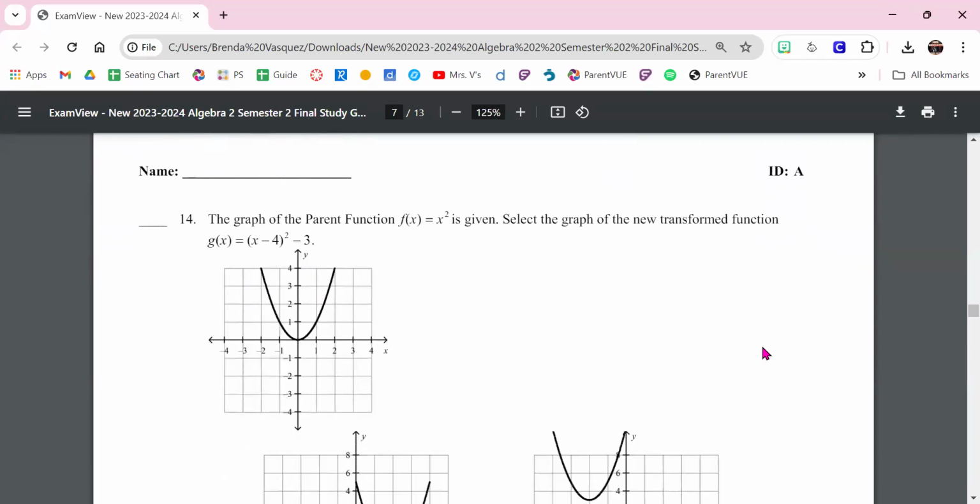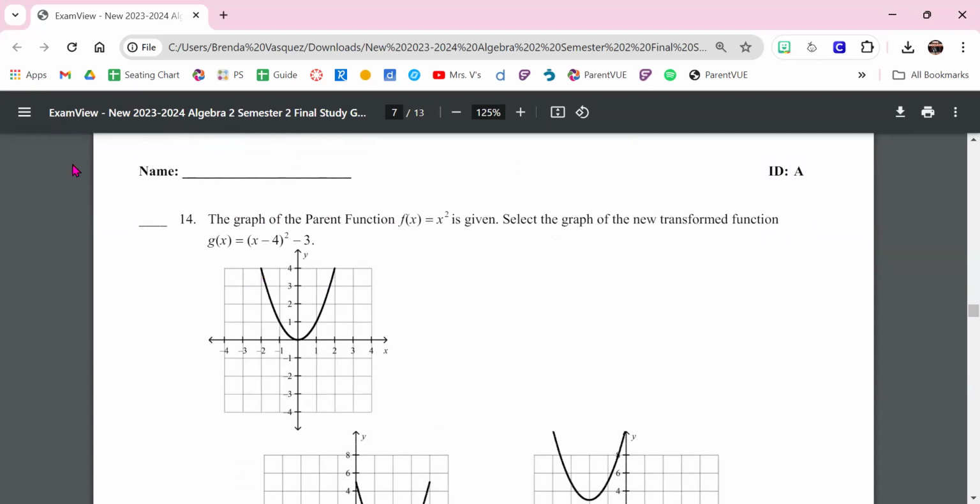All right, let's go ahead and move my parent function. We have it at x to the power of 2. We're going to transform it with our function g of x. Did you need more time to copy the other one down? No, okay. g of x equals (x minus 4) squared minus 3.